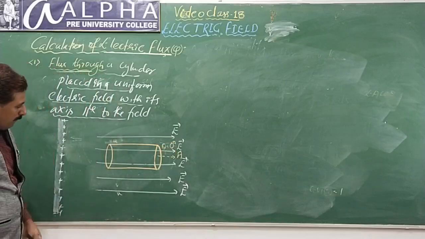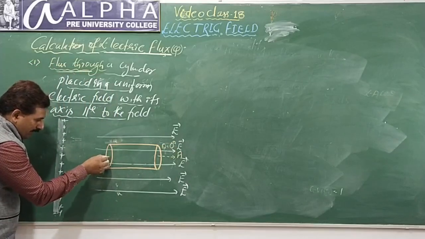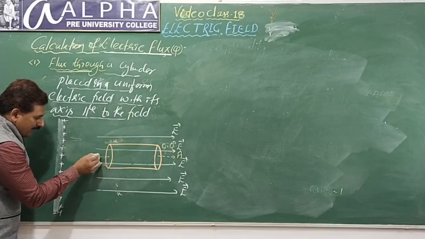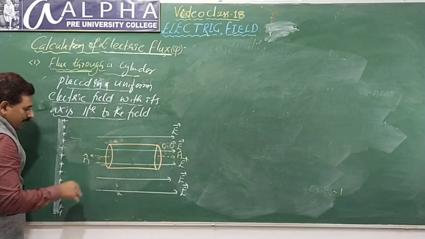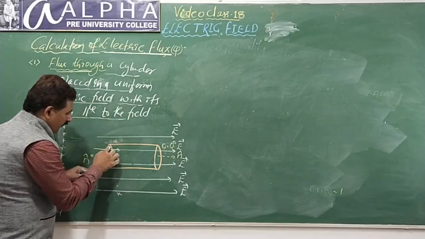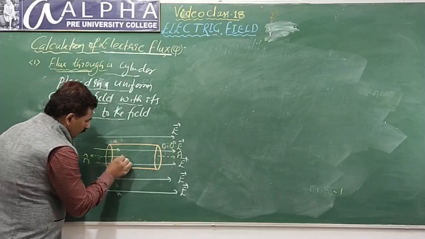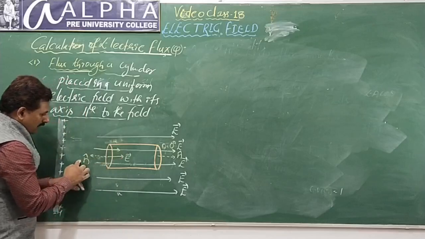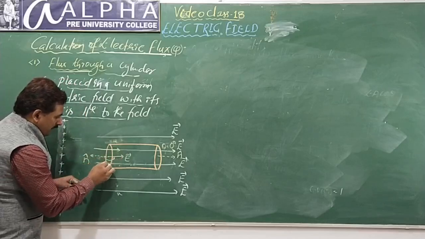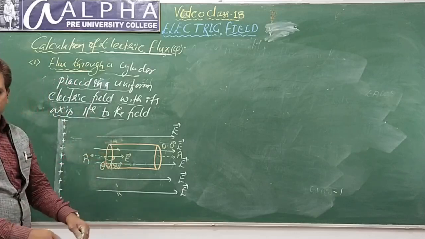If you come to this surface, come over here, this is normal direction. Always normal is pointing outwards from this surface, perpendicular. Here, as electric field is into the surface and normal is out, what is the angle between these two? Theta is 180 degree. Keep this in mind, students.